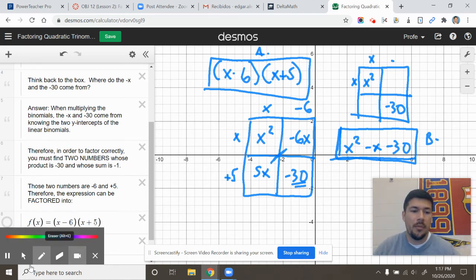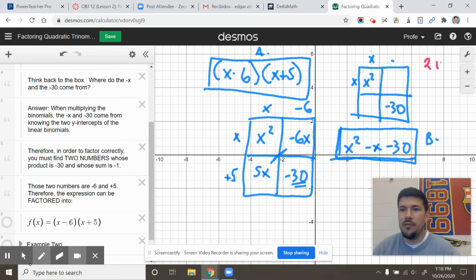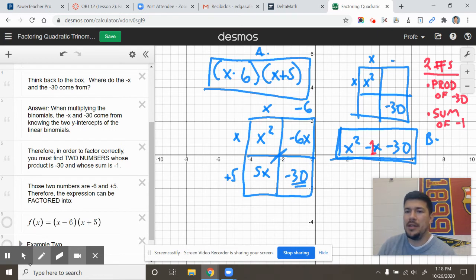So we really have to come up with a little guide. And the guide is this: we're essentially looking for two numbers. That means two numbers, not two hashtags. And we need to meet two requirements. Those two numbers must have a product of negative 30. So their product has to be the C value. And their sum, in other words, whatever they add up to, has to be negative 1. And I say negative 1 because negative 1 is this number, negative 1x.